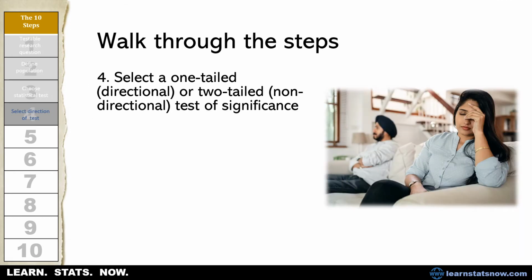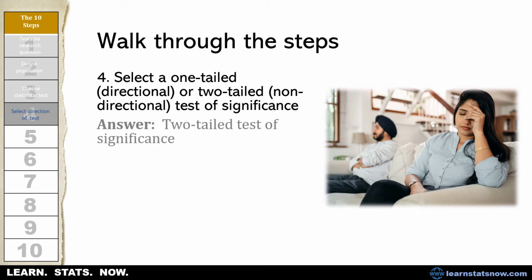Let's go to the fourth step. We're flying right through these steps, and it's not particularly hard. We just need to be asking the right questions in the right order. So we have to select at this point a one-tailed, a directional, or a two-tailed non-directional test of significance.